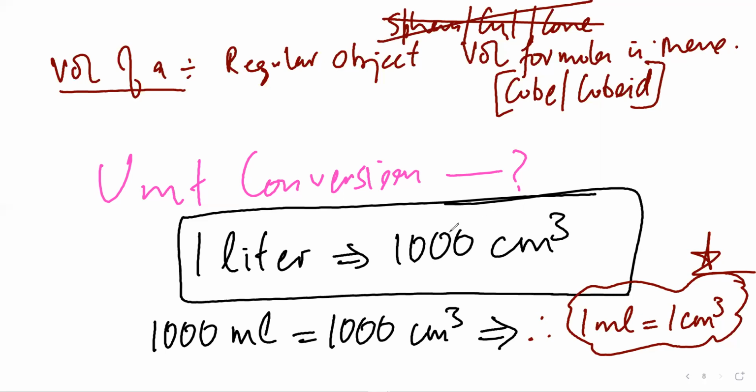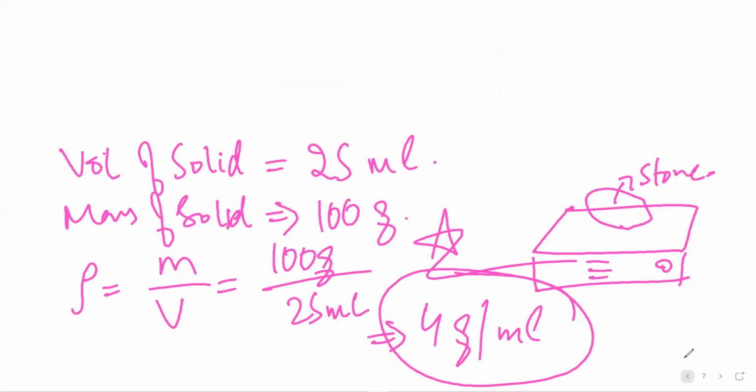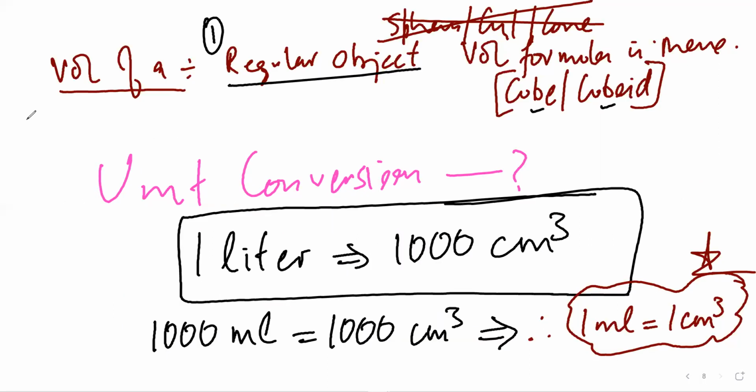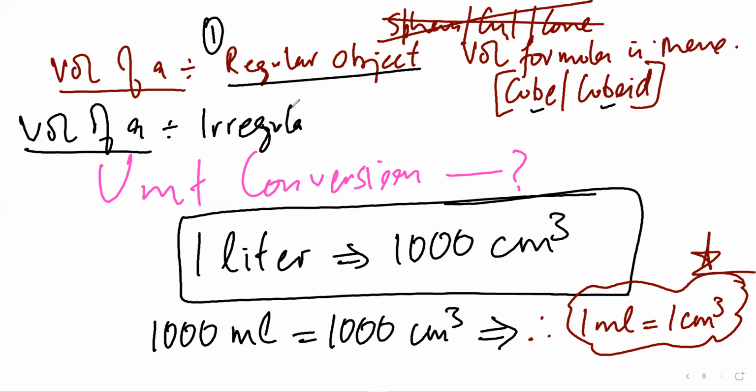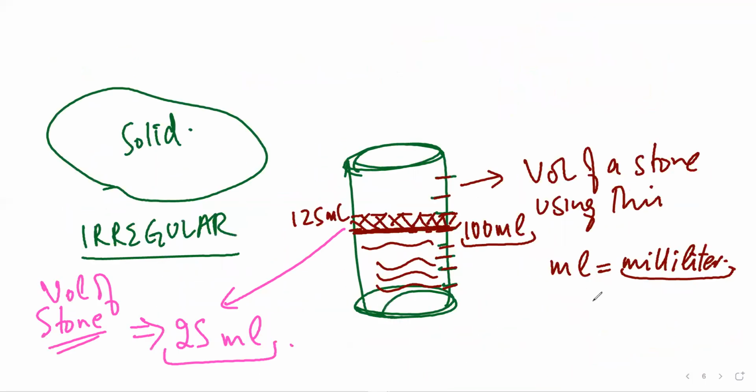One question might be that they give you a regular object, which is a cube or a cuboid, and you will be required to find the density. The second thing they might do is give you an experimental setup, and from there you'll have to find the volume of an irregular object. Mr. Arman, any doubt? No doubt, sir.